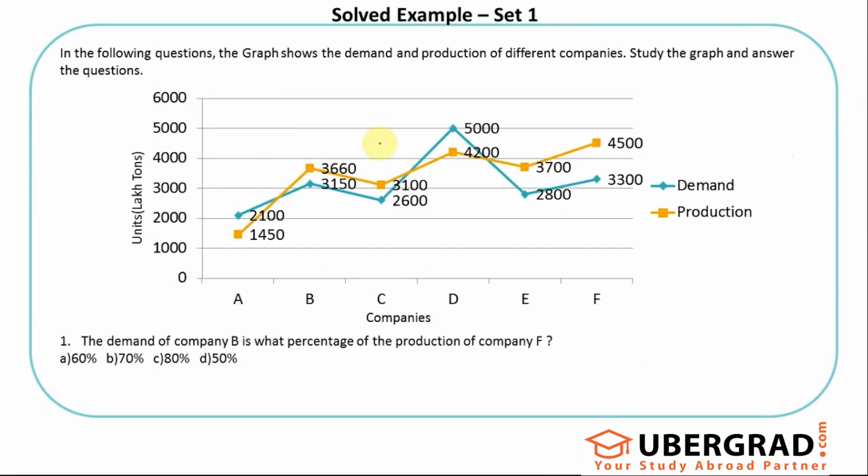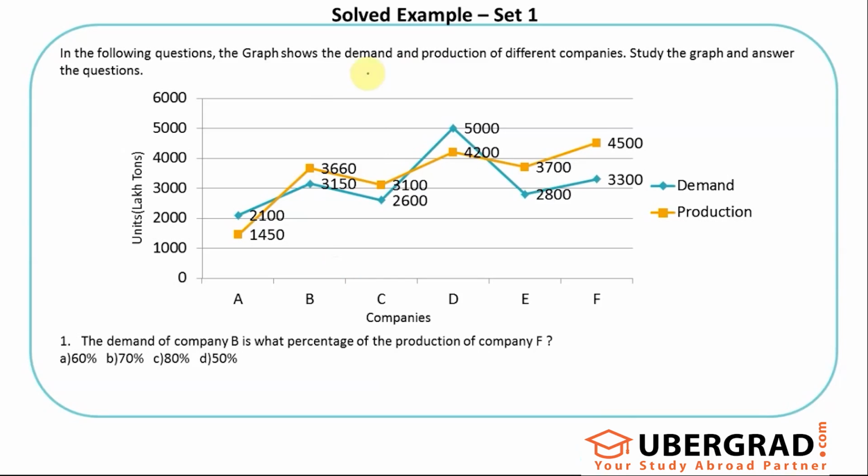We see there are 4 questions based on this data set, basically the line graph. So pause the video and attempt them one by one as we go and solve. Hope you have paused and tried this question. The question is saying the demand of company B is what percentage of the production of company F.